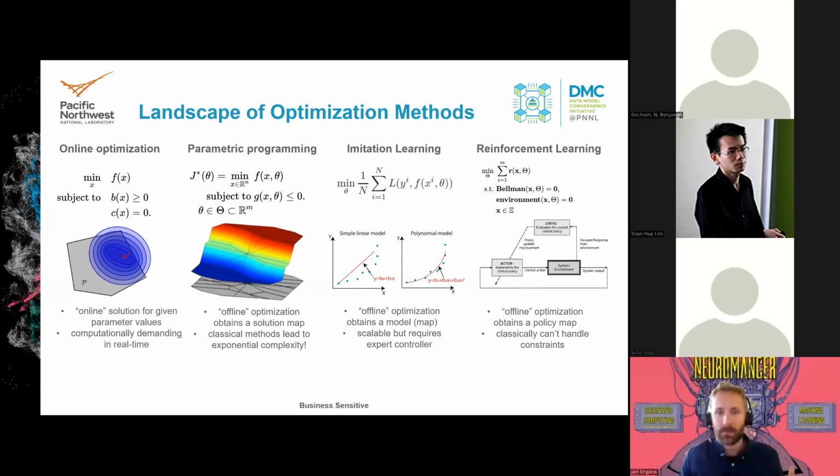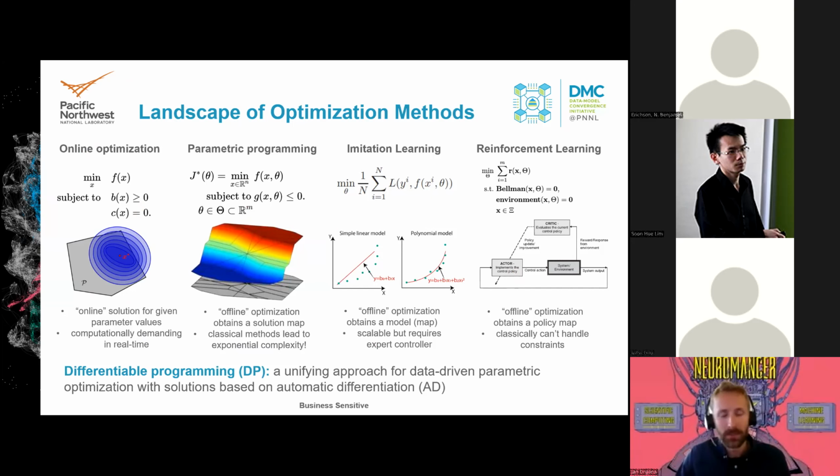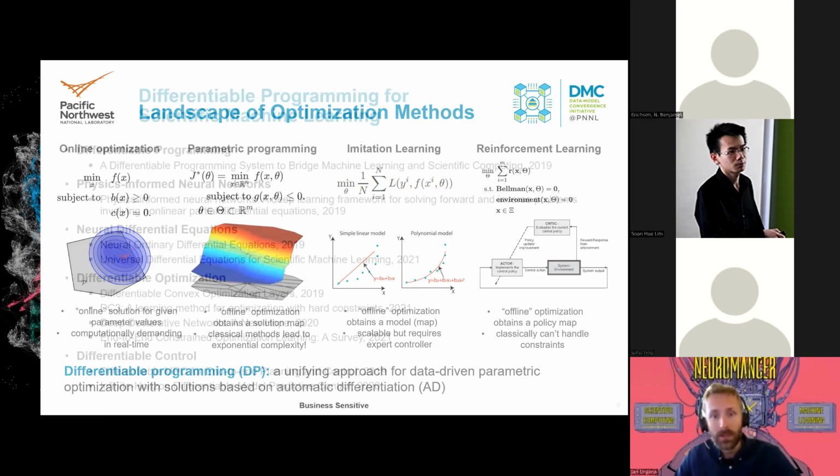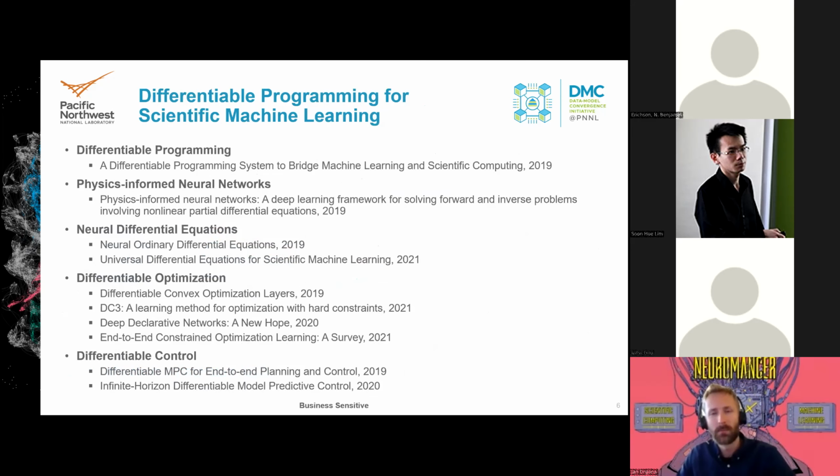Therefore, we believe that the right way to go is to combine the prior knowledge from classical optimization with the flexibility of machine learning, and differentiable programming is emerging as a potentially unifying approach for data-driven parametric optimization that leverages automatic differentiation that could bring us there. So just to quickly review the recent advances in differentiable programming in the last 3 years, there has been amazing work from various groups.